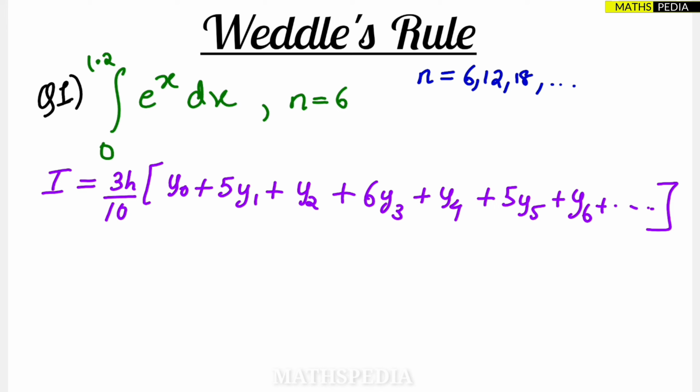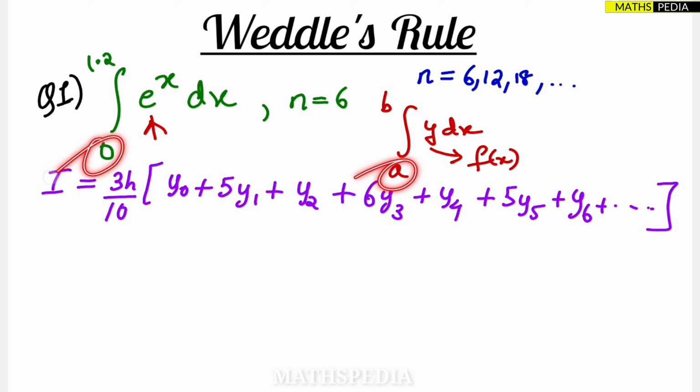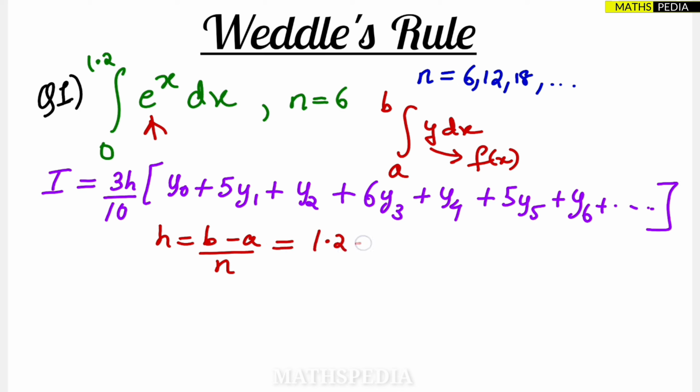First of all, we have to compare it with the standard form, integral from a to b of y dx, where y is nothing but f(x), a function of x, which is given in the question. Here y is e power x. The lower limit is a, which is 0, and the upper limit is b, which is 1.2. Now we have to find the h value. h is given by (b minus a) divided by n, where n is the number of intervals. So upper limit minus lower limit, 1.2 minus 0, divided by 6, gives 0.2.